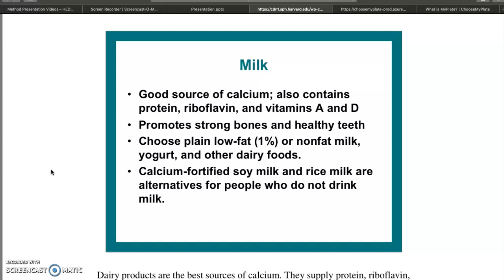Milk or dairy, it's a good source of calcium, and is a good way to promote strong bone health and healthy teeth. Milk isn't the only way to fulfill your dairy. There's also yogurt and cheese and things like that.